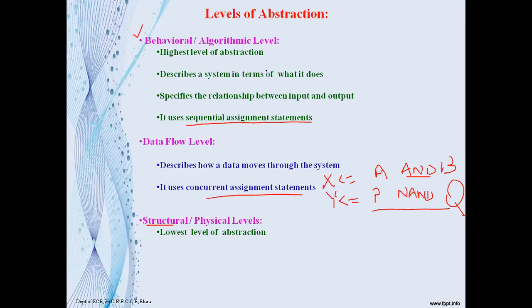At the behavioral level, we will not use any components and their interconnections to describe the functionality. It just describes the relationship between the input and output. We are not looking at the internal connections or the internal components at this behavioral level. We just see the relation: if you give an input, what is the output? That's it. But in data flow, we look at how the data is flowing from input to the output.